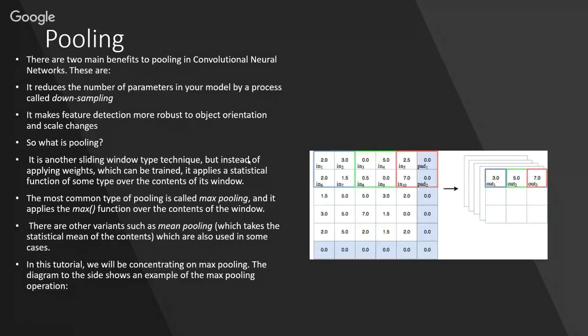The most common type of pooling is called max pooling, which you may have heard of, and it applies the max function over the contents of the window. There are other variants, such as mean pooling, which takes a statistical mean of the contents, which are also used in some cases. In this tutorial, we'll be concentrating on max pooling. The diagram to the side shows an example of a max pooling operation. That's the max from that, that's the max from that, and it's sliding across.